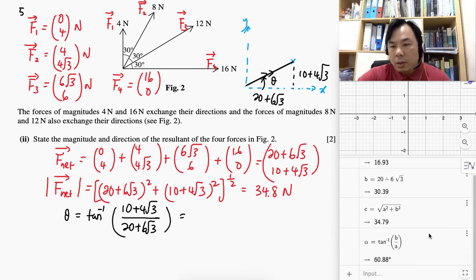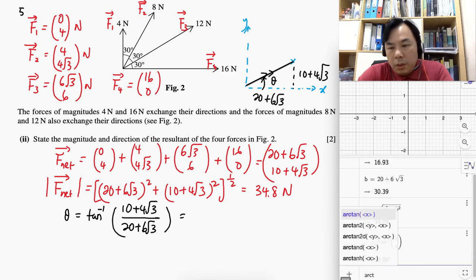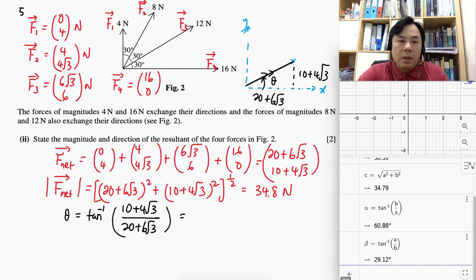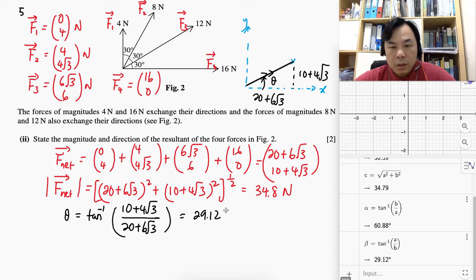Let's check out our calculator. What do we have? Now that will be an arctangent of a divided by b this time. Now that will be much smaller than before. Okay, so we can say that the direction is 29.12 degrees from the horizontal or to the horizontal, right?